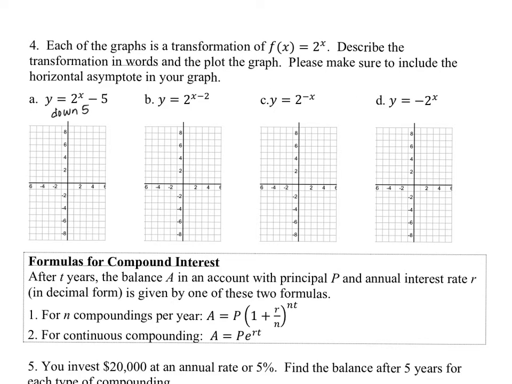Okay, typically the horizontal asymptote is at y = 0. I want to move it down 5. So it's going to move down to here. And I'm going to go ahead and draw that in because it's going to help me make sure that my curve is going in the correct way.